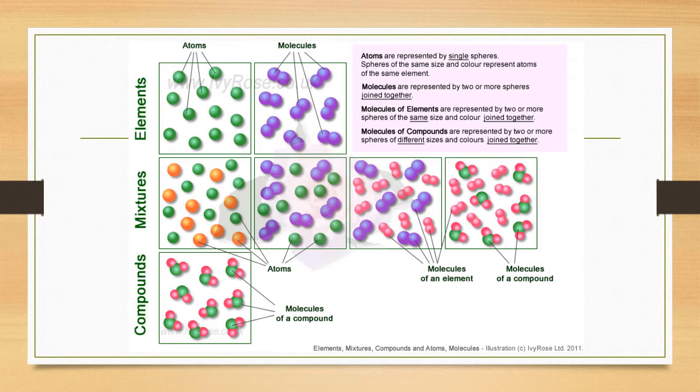Okay, so the atoms are represented by the single purple and green spheres. Molecules are represented by two or more spheres joined together. Okay, so these are the elements here. And notice that even though these guys are molecules, they're still only elements because they're only one type of atom. You have mixtures, and notice that in mixtures, they are not chemically bonded together. So that means that they are mixtures. And molecules of compounds are represented where they're actually chemically bonded. Okay, these different atoms are chemically bonded together, so they are compounds.